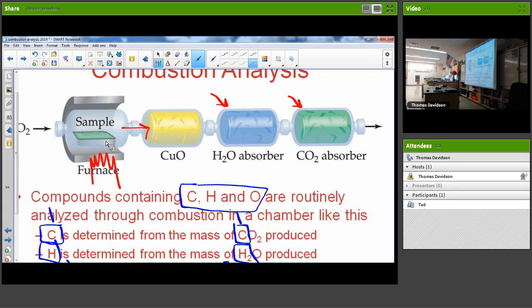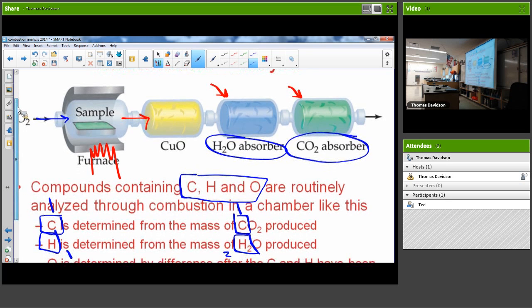So what we do is we light it on fire, and there's oxygen that can come into this chamber, and it burns. And it goes through this copper oxide section just to help the reaction go faster. And then it comes through here, and the water is absorbed, and you find out the change in mass. That tells you how much water was produced. And here the CO2 is absorbed, and you calculate the mass to see how much of that was produced. And then you can do some math. And I want you to follow this idea here.